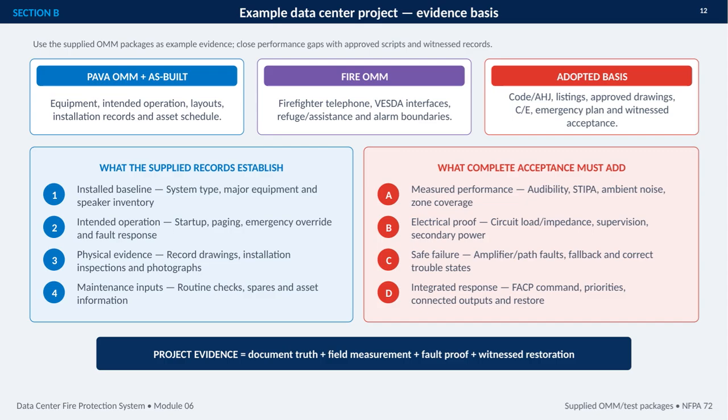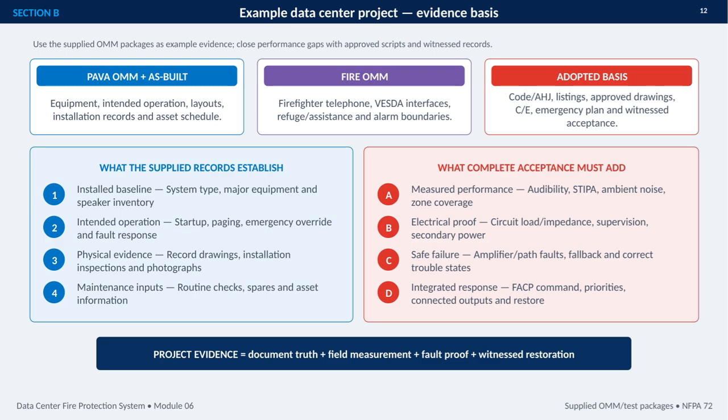That includes equipment and speaker inventories, startup and emergency paging functions, record drawings, inspections, photographs, spares, and asset data. However, documentation alone does not constitute complete acceptance. The project must add measured performance, including audibility, STIPA, ambient noise conditions, and zone coverage. It must also demonstrate electrical performance, such as circuit load and impedance, supervision, and secondary power.